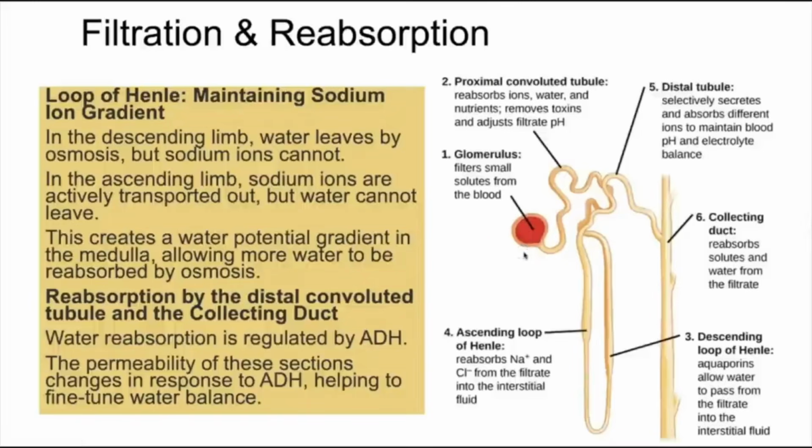Then we get to the loop of Henle, where we have the maintaining of the sodium ion gradient. In the descending limb, water leaves by osmosis, but sodium ions cannot. So the descending one is the one going down. The ascending limb is the one going up. Sodium ions are actively transported out, but water cannot leave. And this creates a water potential gradient in the medulla, so this surrounding area outside of the nephron, which allows even more water to be reabsorbed by osmosis at the distal convoluted tubule and the collecting duct. And water reabsorption is regulated by the hormone ADH, which we're going to come on to shortly.